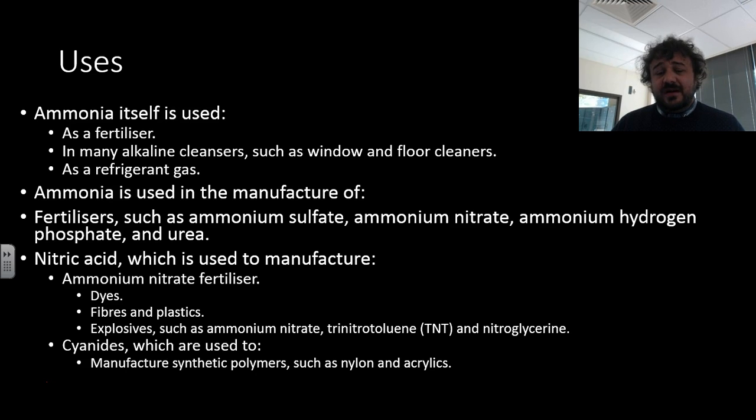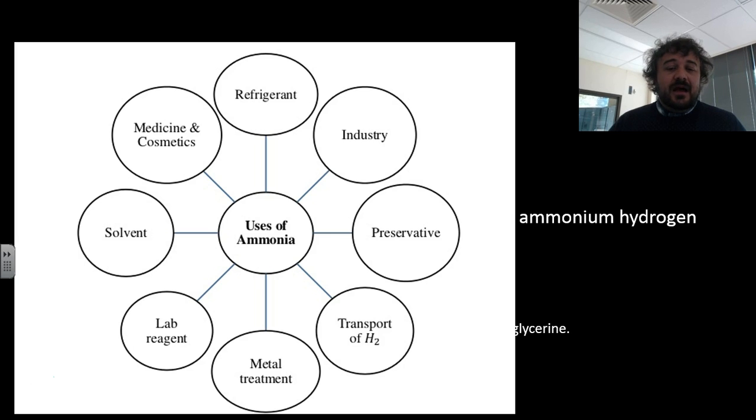And it's also used for cyanides. Cyanides are used for making polymers and stuff, but they're also used for extracting gold from ore bodies. So it's really quite an important use of the stuff there. And here's just a little mind map of the different uses.